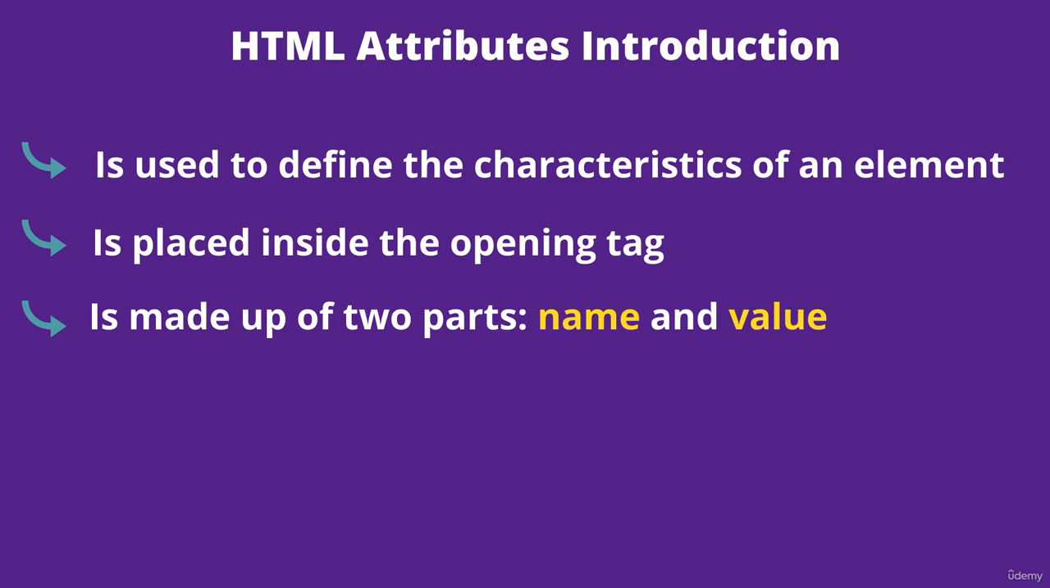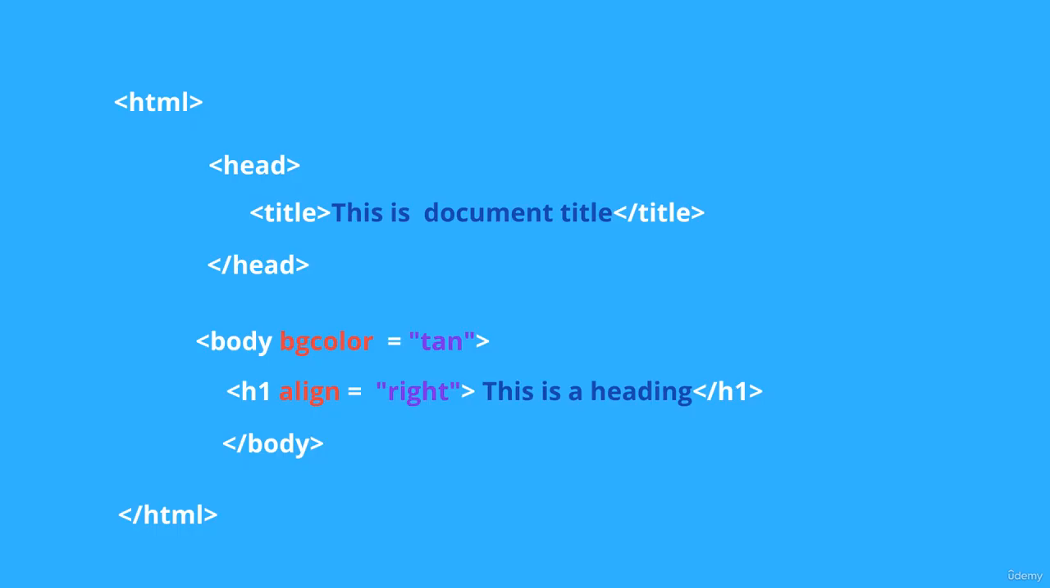So that will be made up of two parts, the name and value, meaning the name of the attribute and its value. For example, if body is my tag and I want to change the background color, then bgcolor is my attribute, and red, maybe I want to make it a red background, so red is the value. Let's see an example also. Like the same example: html, head, title, body, and then inside that you can see body bgcolor tan. So I want to change the background color to tan and the alignment of this heading to right. So these are the attributes followed by the values.